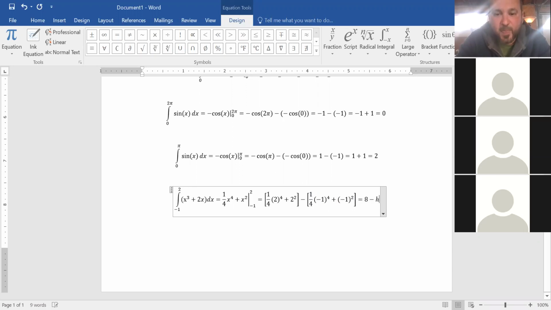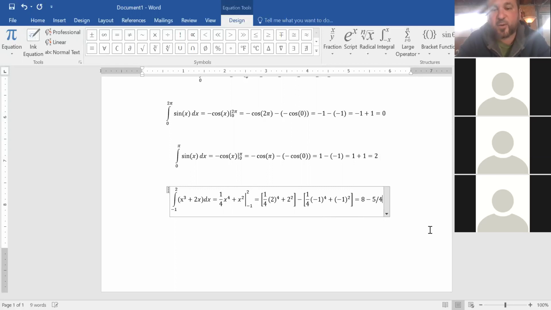Minus. This is +1 fourth. This is +1. So 1 plus 1 fourth. So 5 fourths. So minus 5 fourths is equal to 32 over 4, 27 fourths. There we go.